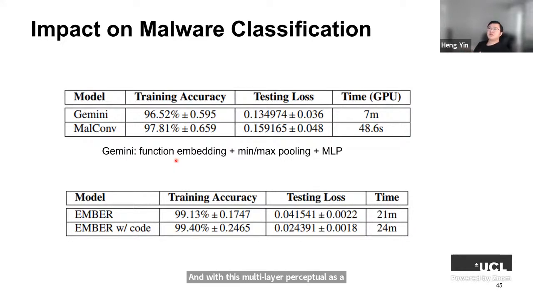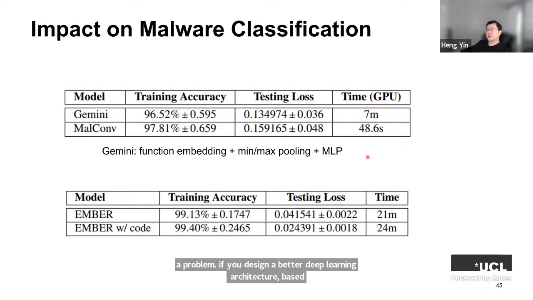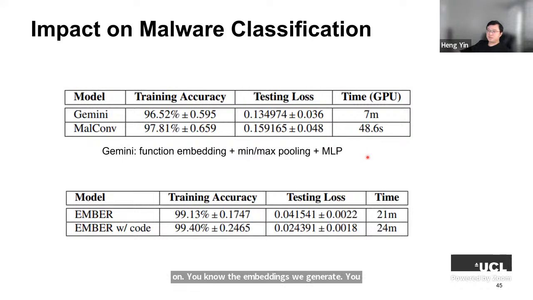Okay, so we can see we can achieve almost the same kind of classification results in terms of training accuracy. Slightly lower, I would say, but the testing loss is slightly lower than the Malconv model. Well, it's not a great improvement, but it shows there's promise. If you design a better deep learning architecture based on the embeddings we generate, it might be much better, right?